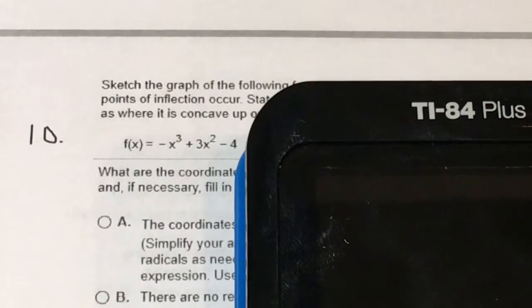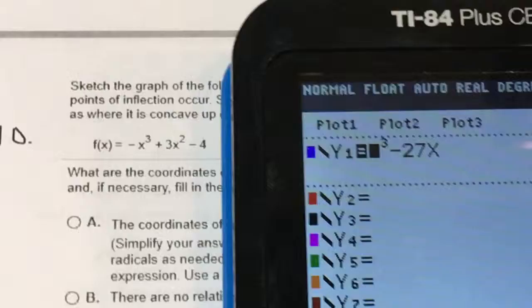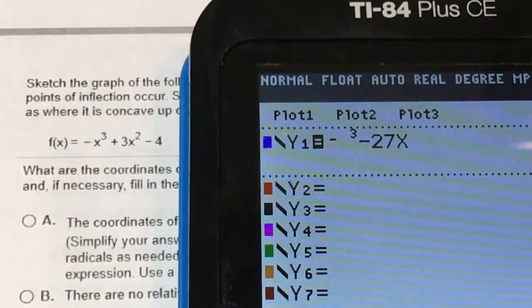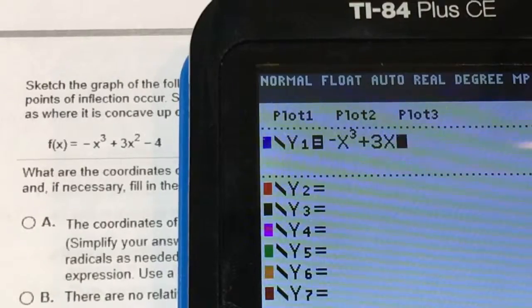Here. Number 10. Quiet down, please. Oh, sorry. All right, for number 10, same thing, we want to graph it. So I'm going to go to y equals -x cubed. So remember, we have to hit the negative button. Plus 3x squared minus 4.